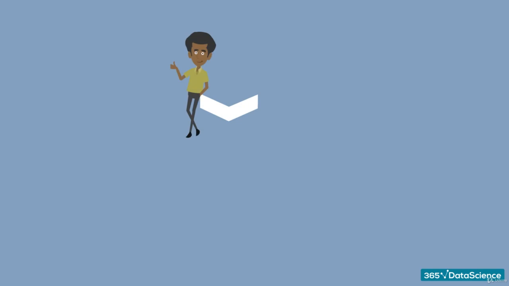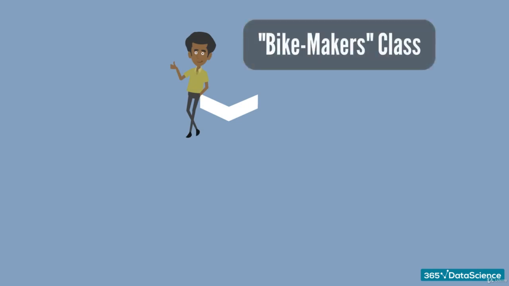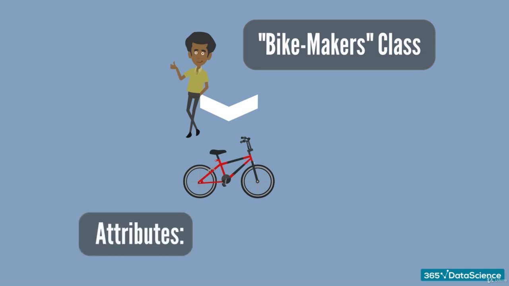Uncle Archibald can make bikes, so he belongs to the bike makers class. He knows the rules for creating a bike. This is a bike he made. Therefore, it is an object of the bike maker's class. As an object, it has certain attributes that refer to the state of that object. Its color, size, and type, mountain bike or road bike, are attributes that can be assigned to it.